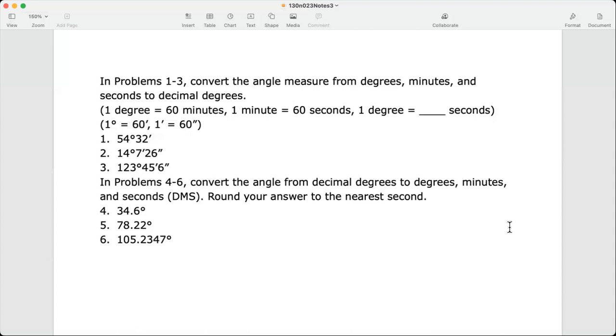So anyway, this is the other way that we measure degrees, with degrees, minutes, and seconds. That's how we measure parts of the degree. 1 degree is 60 minutes. 1 minute is 60 seconds. So what that means is that 1 degree is 60 minutes times 60 seconds, or 3,600 seconds.